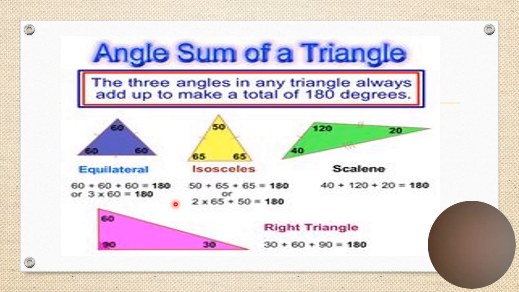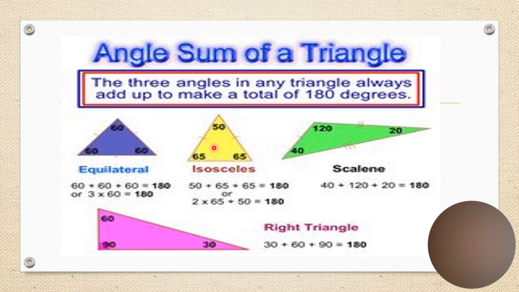We also remember that when you add all angles of a triangle, it will give you 180. So equilateral: equal sides, equal angles, 3 angles, when you add all of them, it should be 180. 60 plus 60 is 120, plus 60 is 180, an equilateral triangle. Right. Isosceles, once more, you look at equal sides.